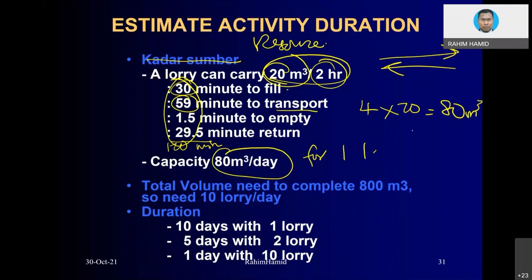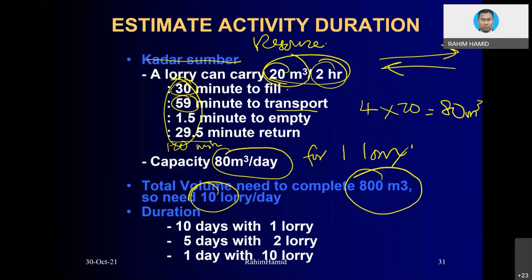Remember, we do have 800 cubic meters of excess soil to be transported. So if you wanted this to be done in a day, you basically need 10 lorries. You see, from the productivity calculation, at the end of the day, we are going to get how many machines, how many people, but people do not get involved in this activity, for instance. So the duration of our activity depends pretty much on the machines that we have.